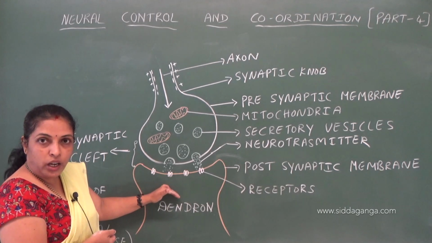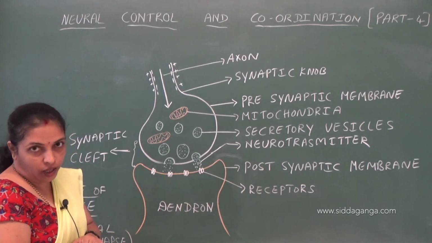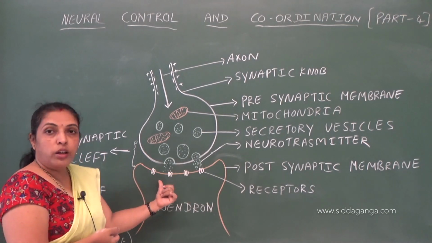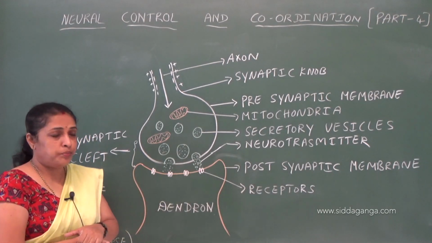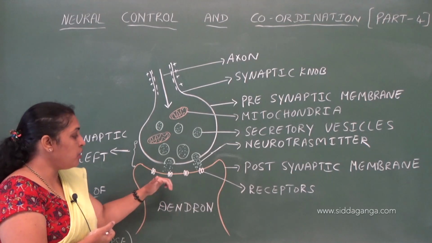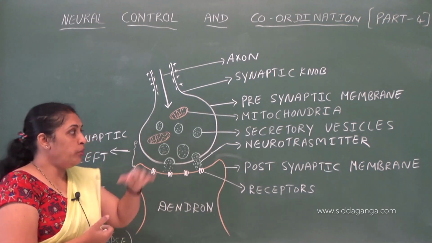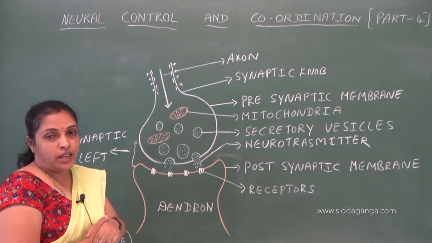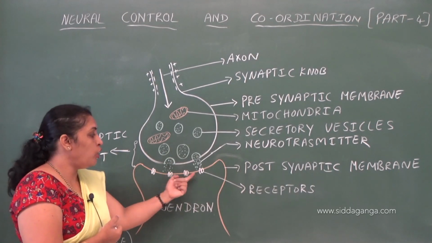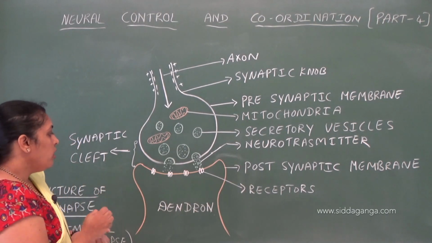And next we see dendron. The membrane of the dendron is called postsynaptic membrane. The receptors for neurotransmitters are present on the membrane of the postsynaptic, that is, on the membrane of dendrons. The receptors for the neurotransmitters are seen only on the membrane of the postsynaptic dendron.